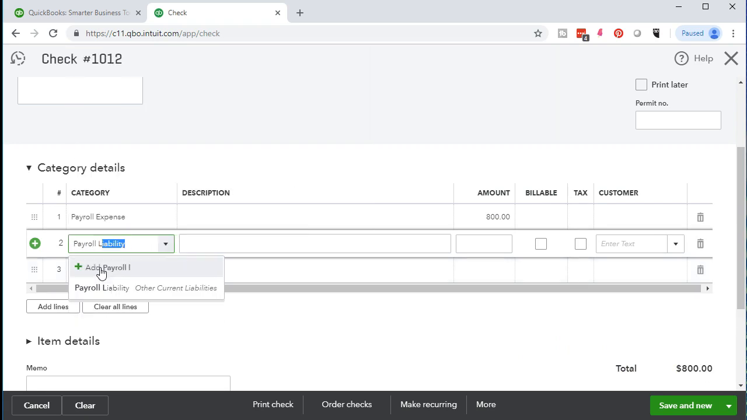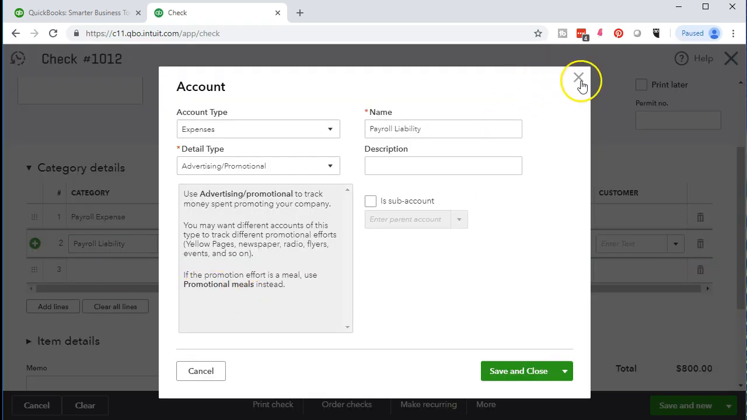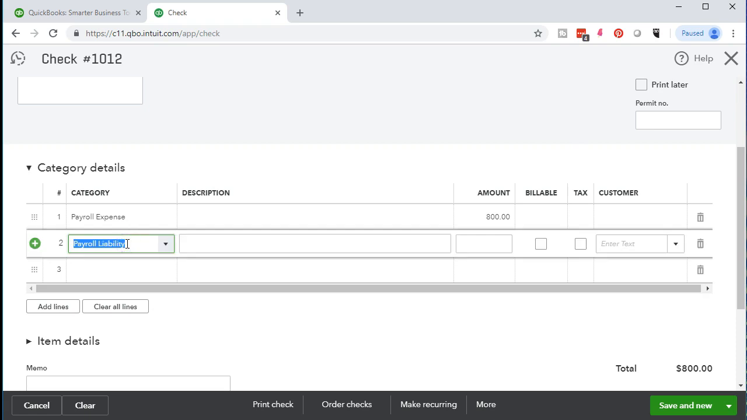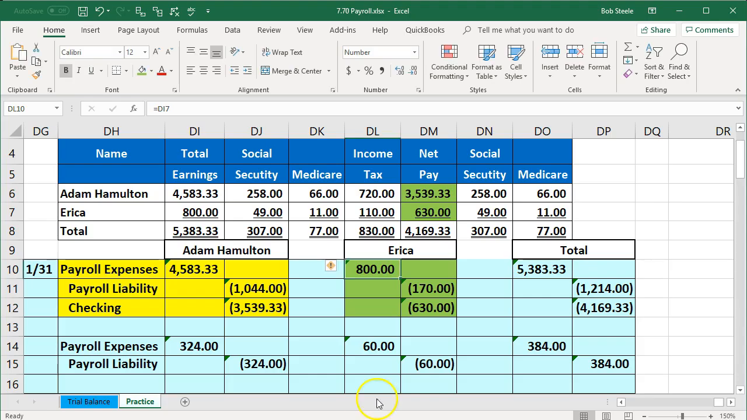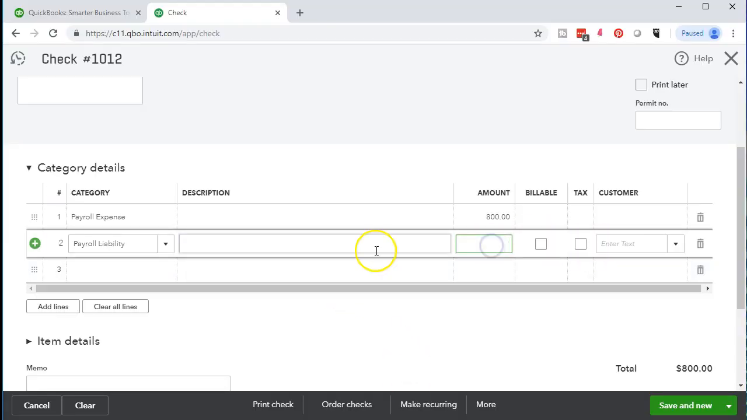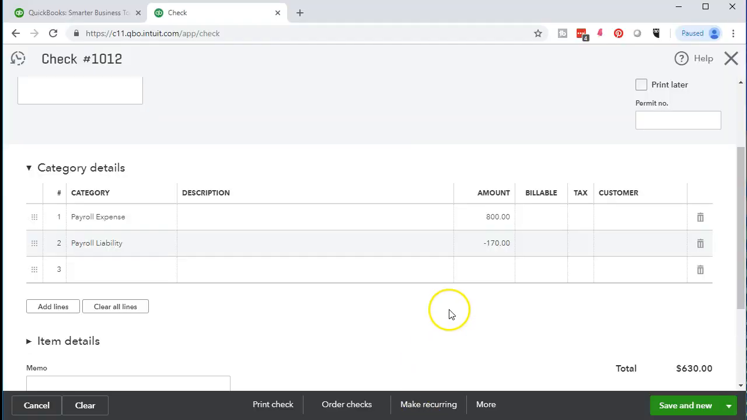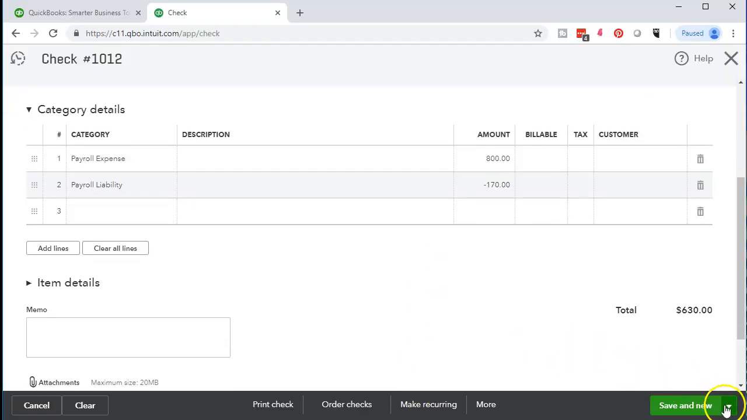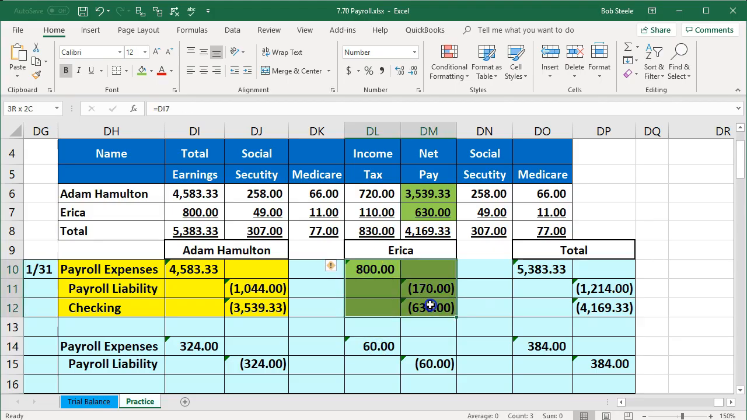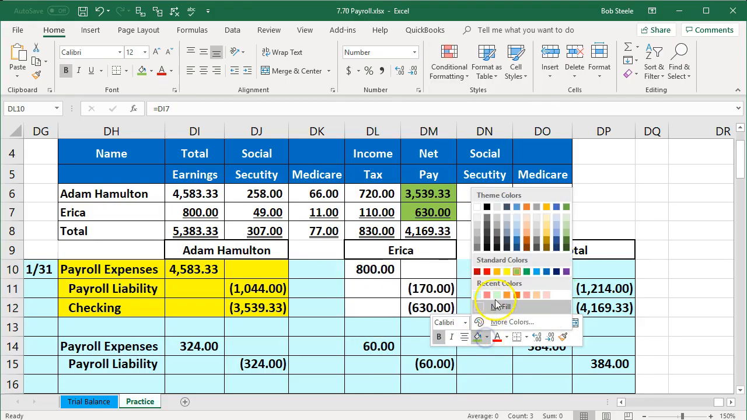Payroll liability. And we'll give the amount for the payroll liability, which of course will be that 170. It's going to be a negative 170. So we'll say negative 170. And that'll give us the difference of the 630. That's the actual paycheck, the 630. So that looks good. We're going to say save and close. That takes care of this item. So that's been done. I'll make that yellow.